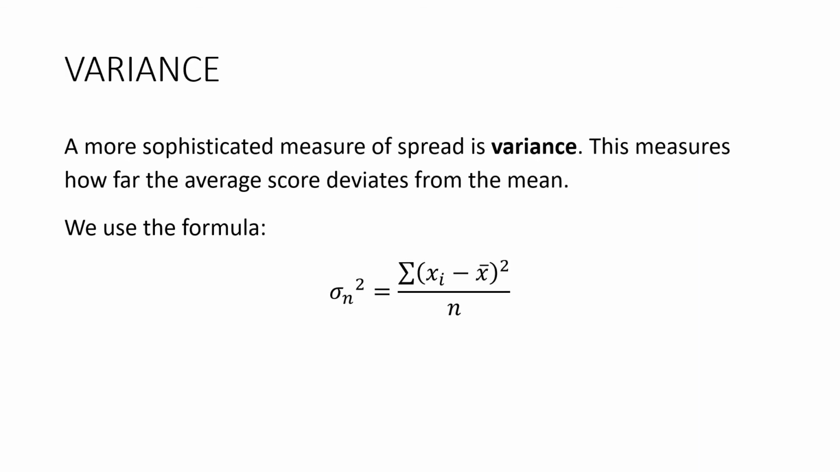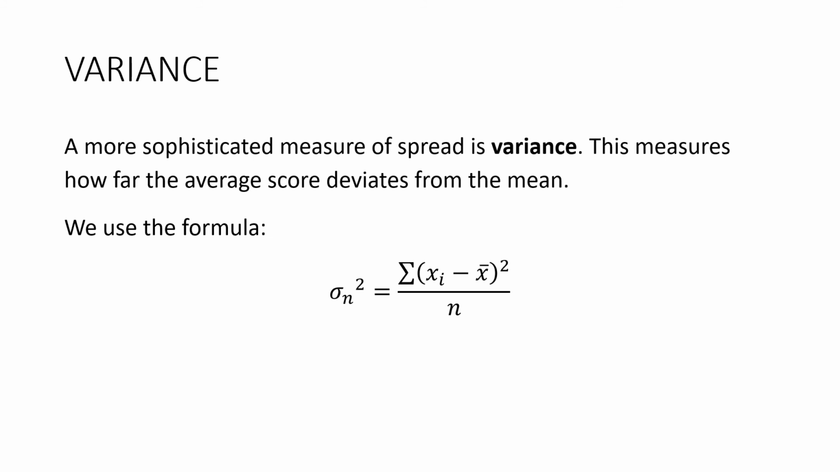Okay, last bit for this video. We're going to talk about variance and then standard deviation. So a more sophisticated measure of spread is the variance. And this measures how far the average score deviates from the mean. What on earth does that mean?